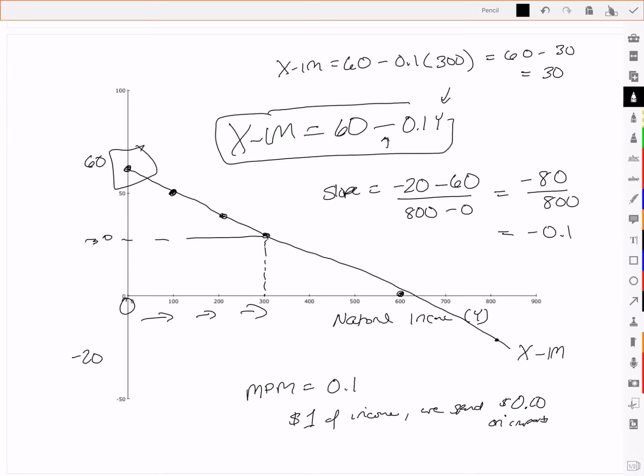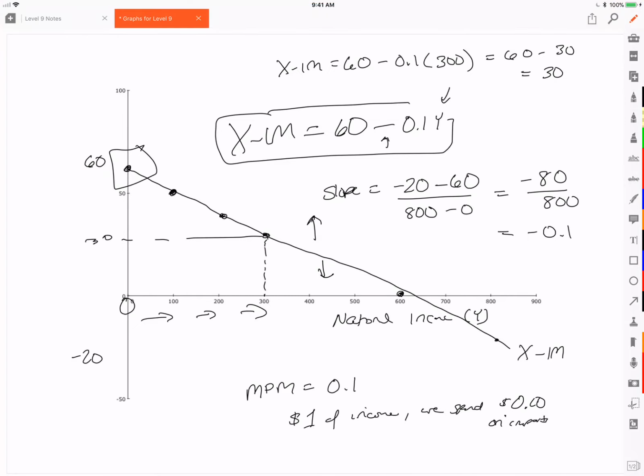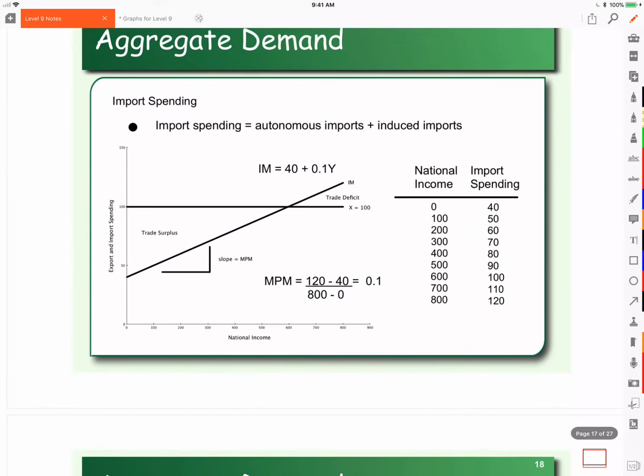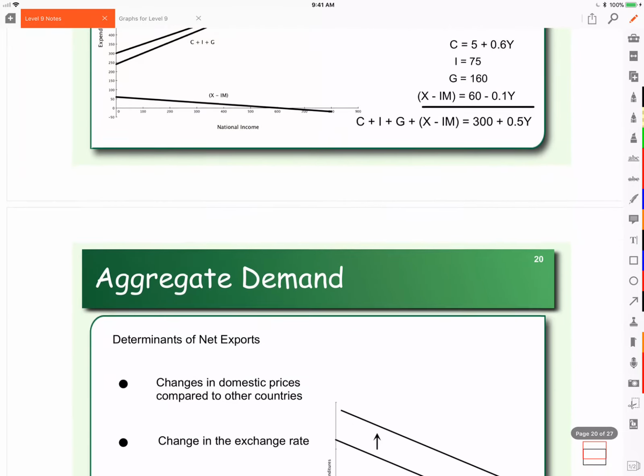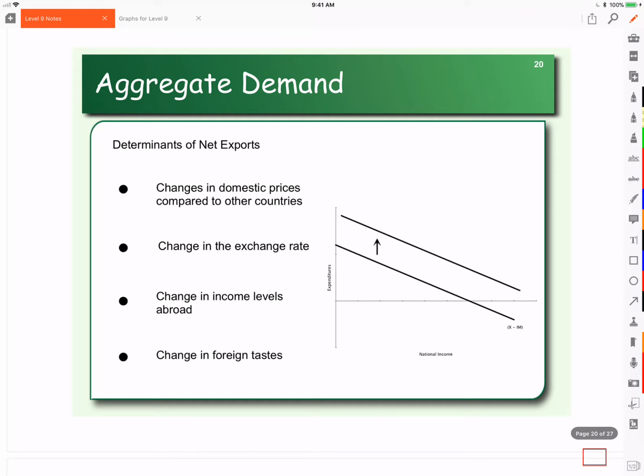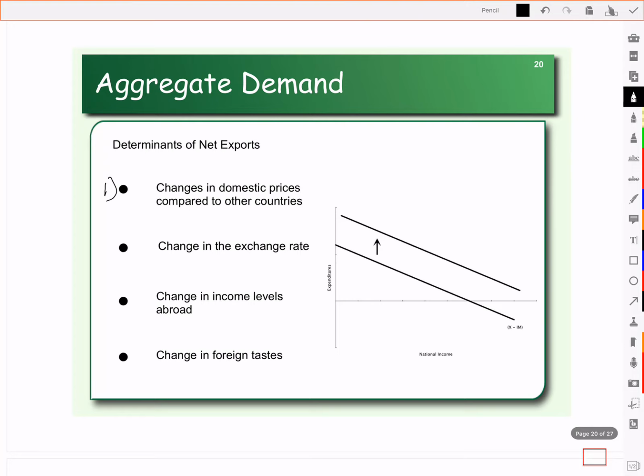Well, now that we have our net exports function, now we want to know what would cause this net exports function to shift up or shift down. So what would change autonomous net exports? So we want to look at the determinants of net exports. What would cause the net exports function to shift up or down? The first one is a change in domestic prices compared to other countries.